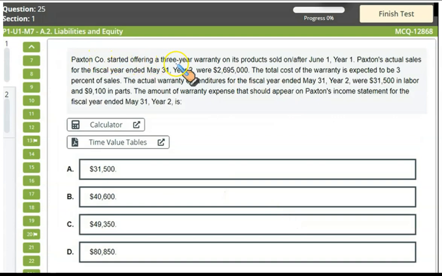Paxton Company started offering a 3-year warranty on its products sold on and after June 1st, year 1. Paxton's actual sales for the year were 2.695 million. The total cost of warranty is expected to be 3% of sales. The actual warranty expenditures for the fiscal year ended 31st May year 2 were 31,500 in labor and 9,100 in parts. What amount of warranty expense should appear in Paxton's income statement for the fiscal year?